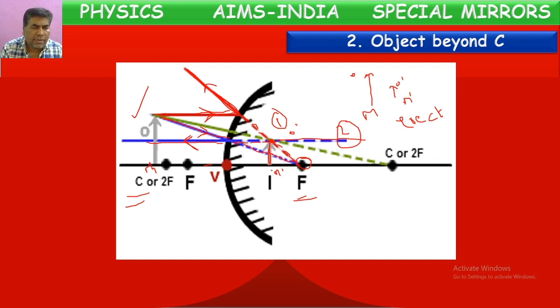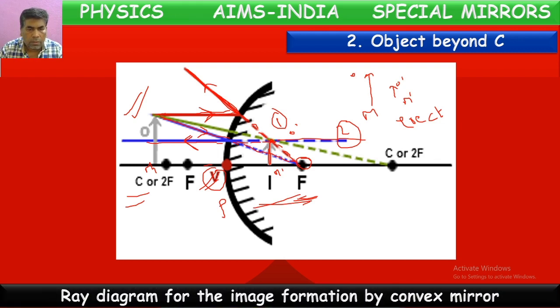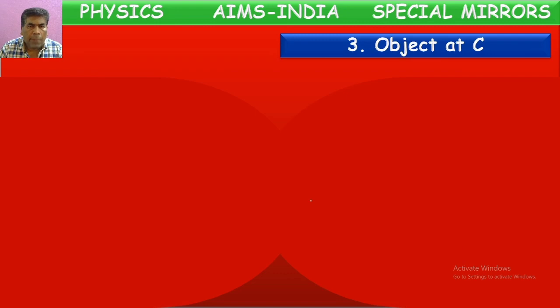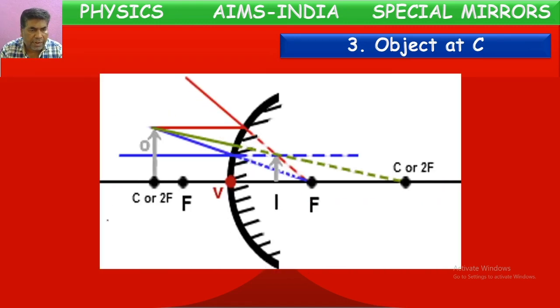But what is the size? Diminished, small. Where is it formed? Between focus and pole. Please children, this we take as P, between focus and pole. When the object is beyond C, the image is formed between focus and pole. Next, when the object is at C, the center of curvature, in this case also the same, between focus and pole. Same, inverted image. This is also a finite distance.